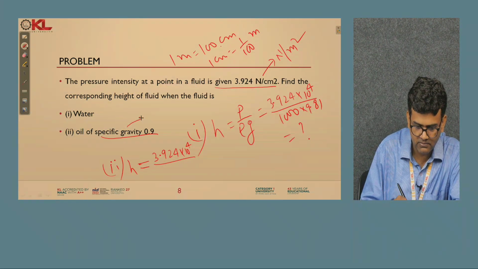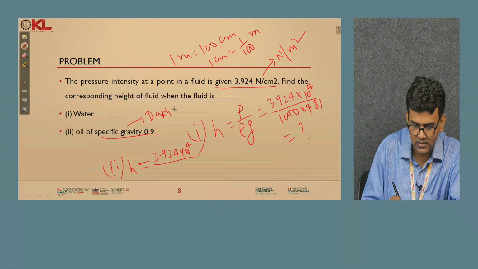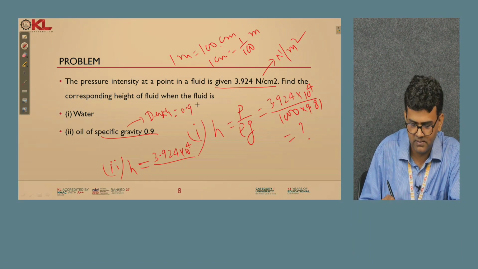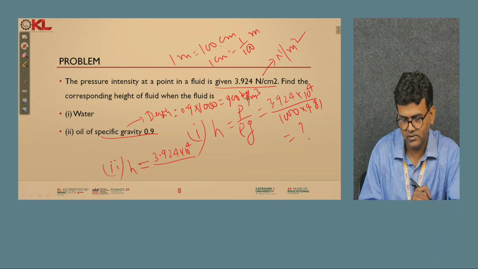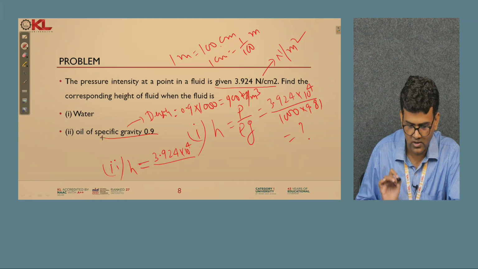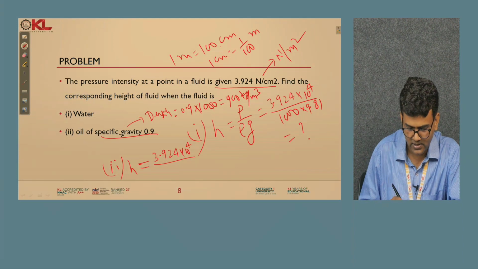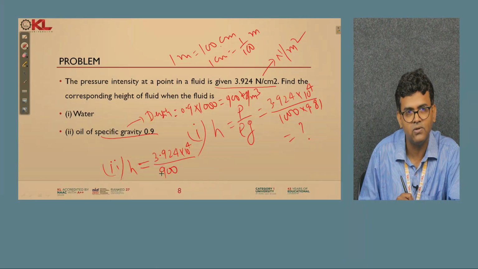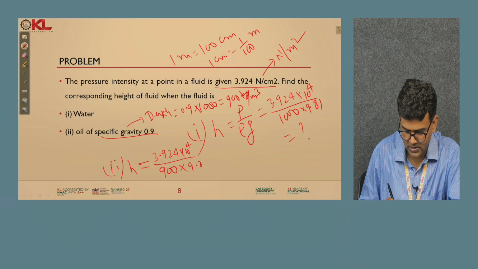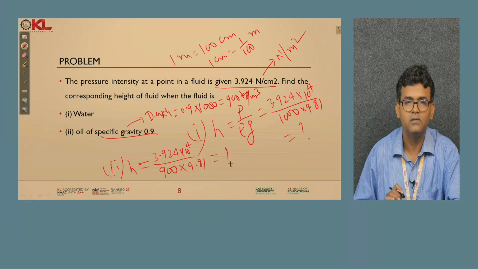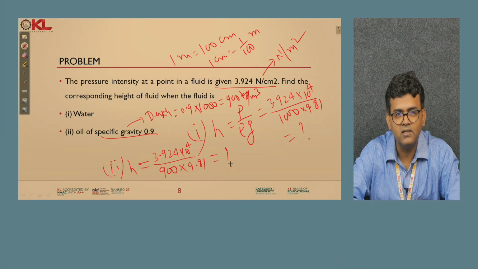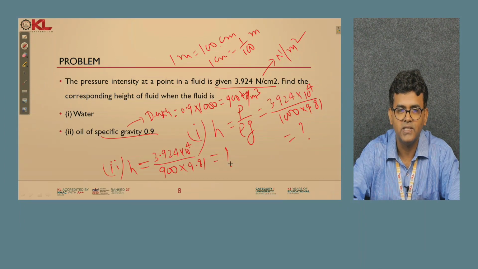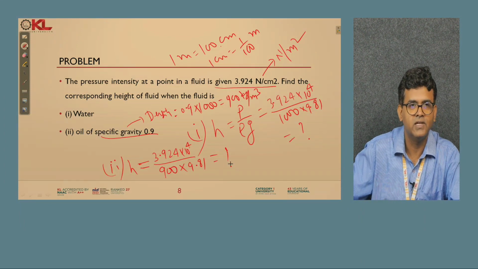Then its density will be what? 0.9, the specific gravity, multiplied by the density of water, that is 1000, which gives 900 kg per meter cube. So 900 is the density of this oil as per the specific gravity 0.9. Here you write 900 for the density of oil into G. You will get the fluid height, that is the pressure head. In this way you can compute this question.